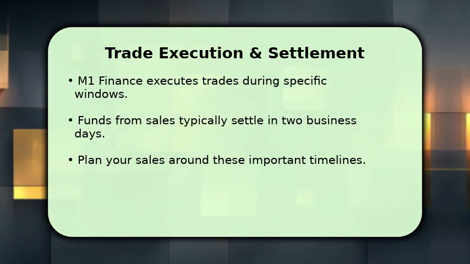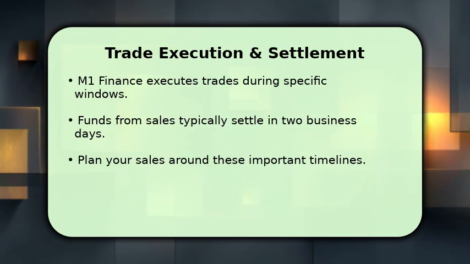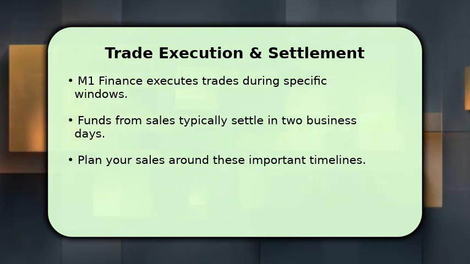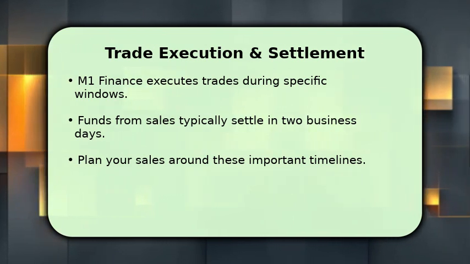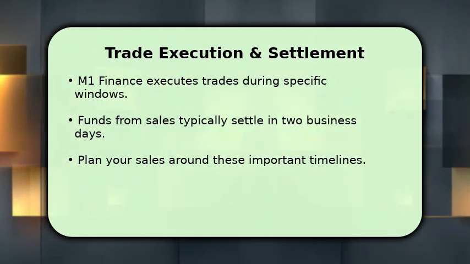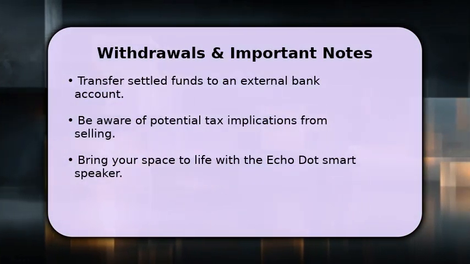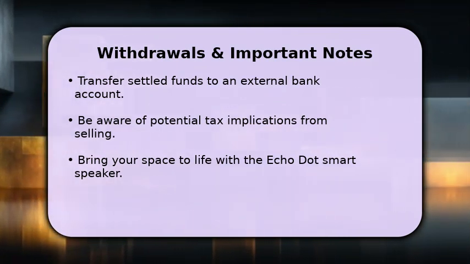Your sell order will be executed during the next available window. After the sale, the funds typically take 2 business days to settle. This means the cash will be available in your M1 Spend account or for withdrawal after this settlement period. Plan your transactions accordingly. After your funds have settled, you can easily transfer them to an external bank account linked to your M1 Finance profile.